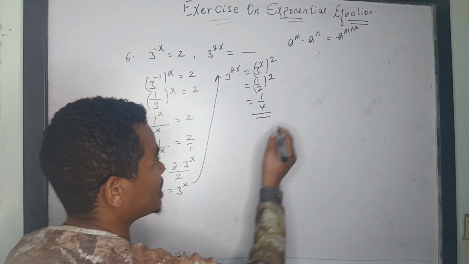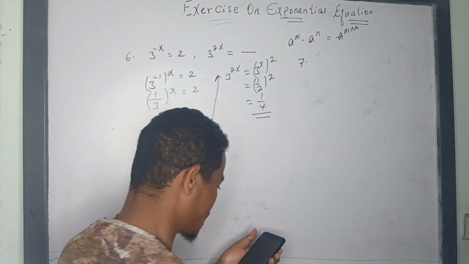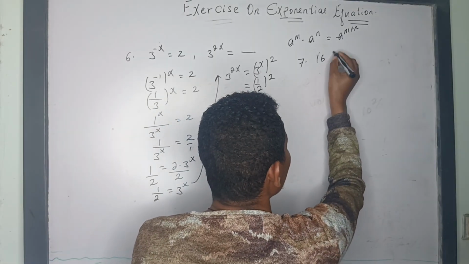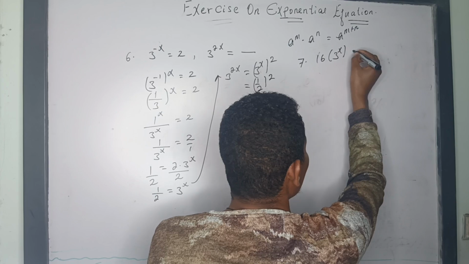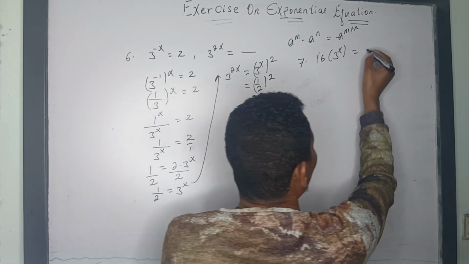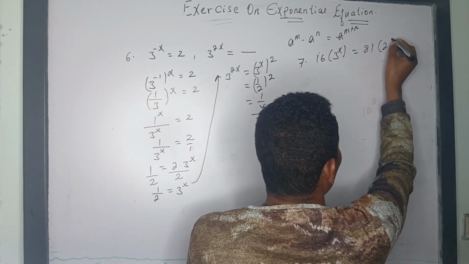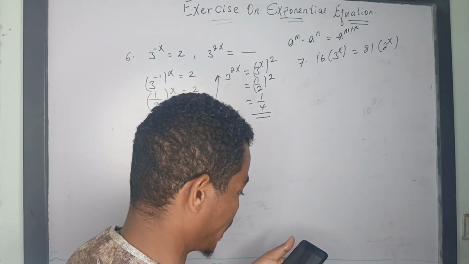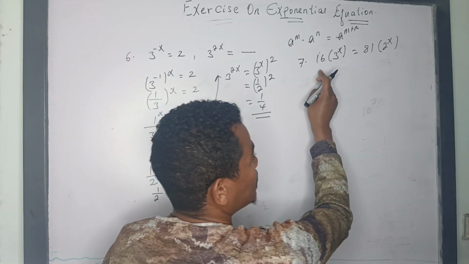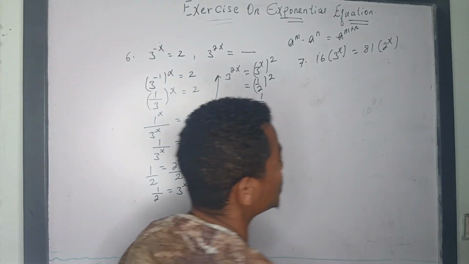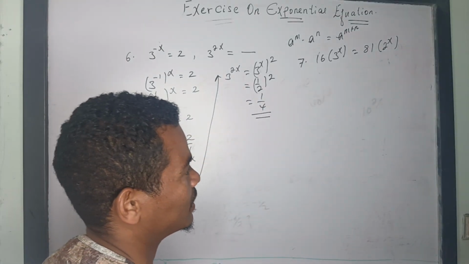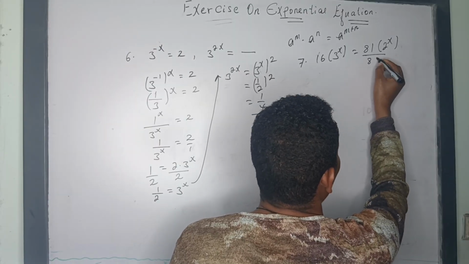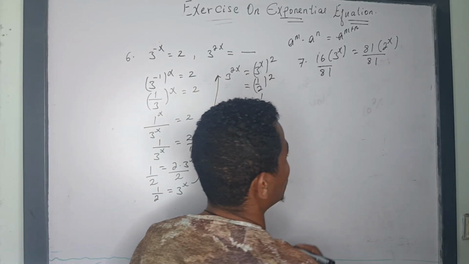Question number 7. If 16 times 3 the power of x is equal to 81 times 2 the power of x, then what's the value of x? Okay, 16 times 3 to the power of x is equal to 81 times 2 to the power of x. Let's divide both sides by 81.